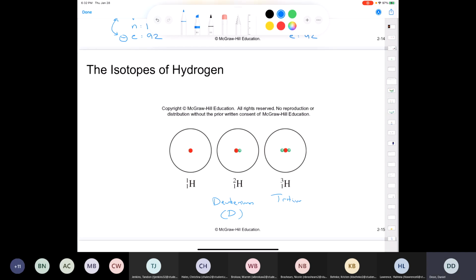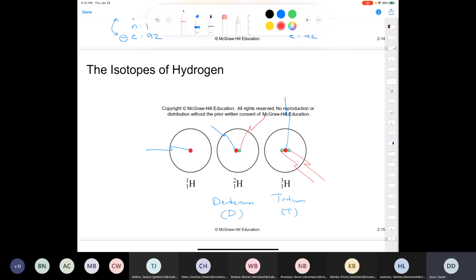All this slide is trying to show you is the difference in their nuclei, being the plural of nucleus. The nucleus of hydrogen 1 has 1 proton. The nucleus of deuterium has 1 proton and 1 neutron. And the nucleus of hydrogen 3 or tritium has 1 proton and 2 neutrons. So those are the differences. But again, and I'm repeating this for probably the 100th time tonight, what governs the identity of hydrogen? The number of protons in the nucleus.